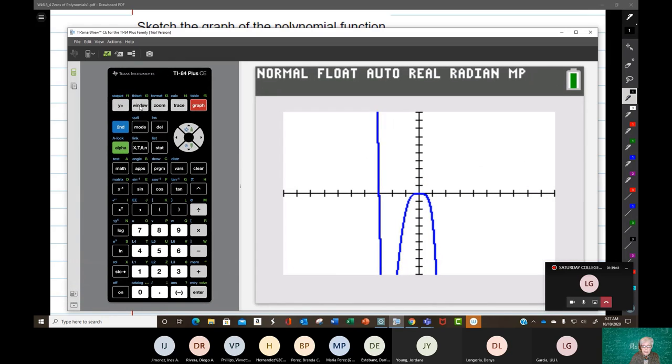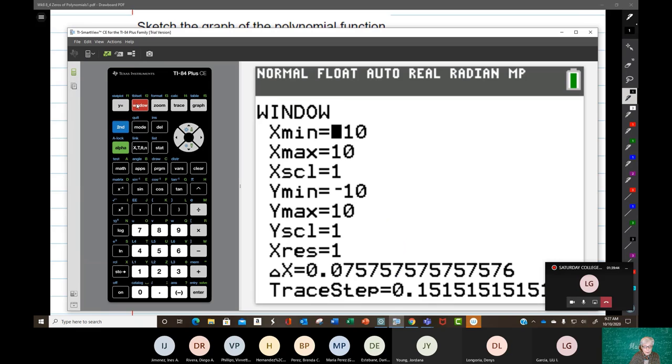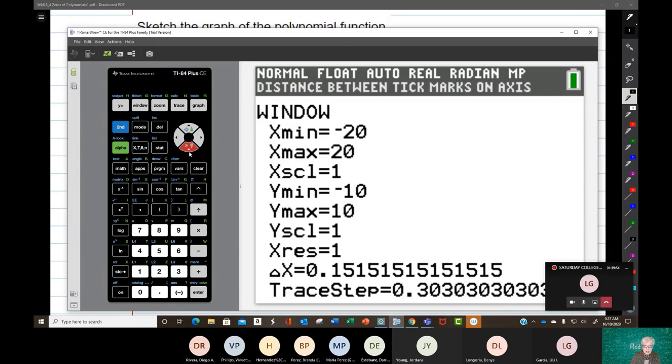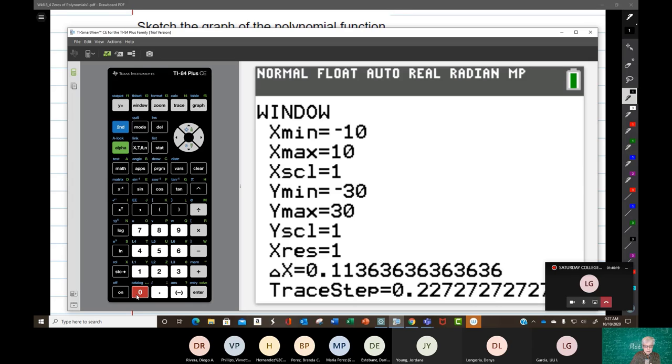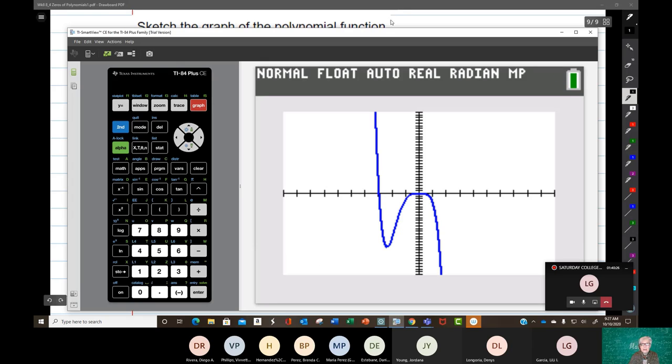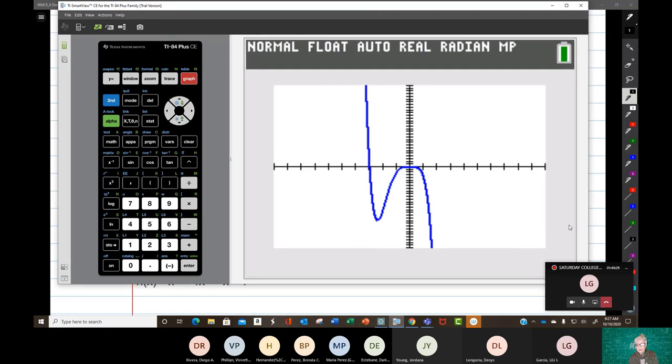Now we can change the window to, I don't know, negative 20 to 20. Actually, I don't have to do that, but I'm doing it anyway. Negative 20, maybe negative 30. But I am going to change these back to negative 10. I don't need to go that far. Negative 10 to 10. Okay, let's graph this. Yeah, it's a little better. Okay, this is what your graph looks like.